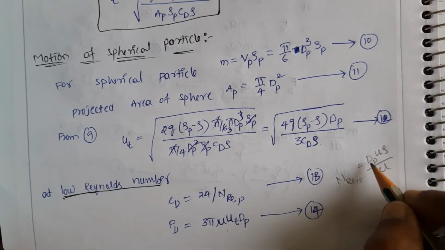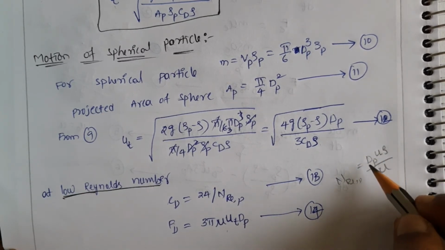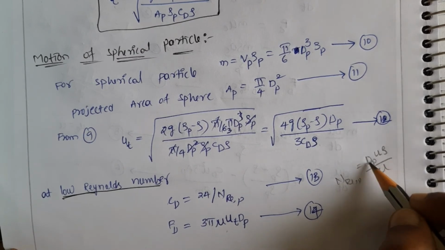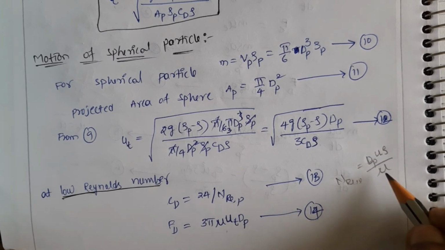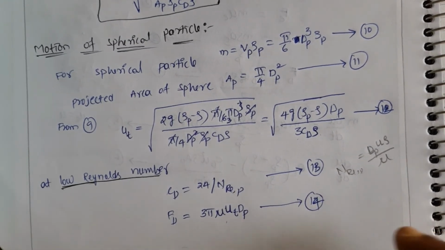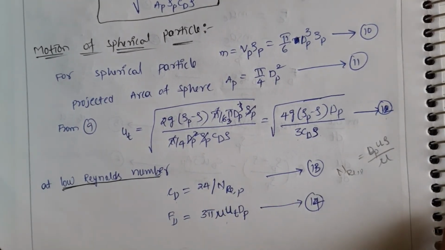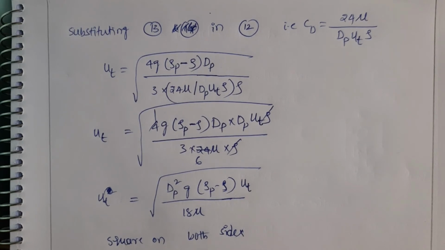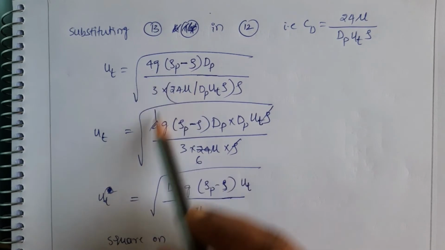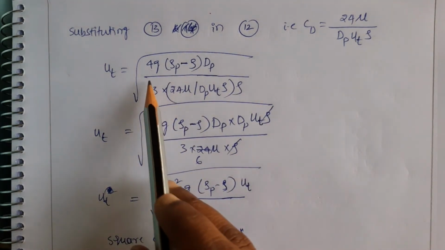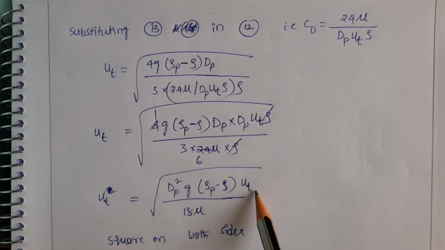Okay, so this is the particle Reynolds number. In case of the Reynolds number of the fluid, this dp is nothing but the diameter of the pipe, not the particle. For the Reynolds number of the fluid, remember this one. Okay, so by substituting this Cd term in equation number 12, that is, substituting equation 13 in 12 and simplifying the expression, you will get this. Once you go through all these steps, ut equals this.